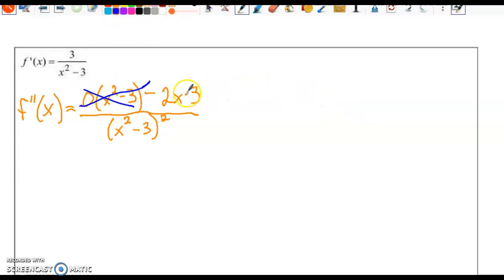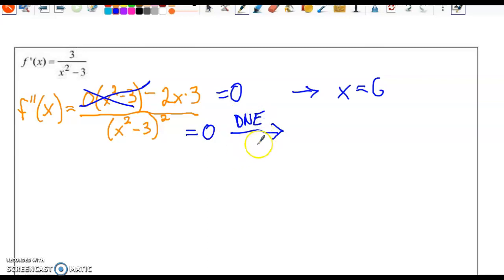Now, here's the thing, where we change concavity could also be where the numerator equals 0, that's at x equals 0, but also where the denominator equals 0, because this would be where the derivative does not exist, but it can change concavity there. So I would have x squared minus 3 set equal to 0. Oh, that was supposed to say 0 up there. And, well, that would be plus or minus root 3.